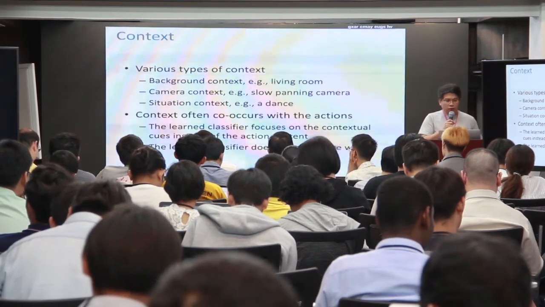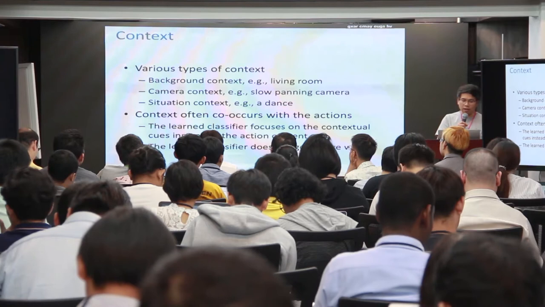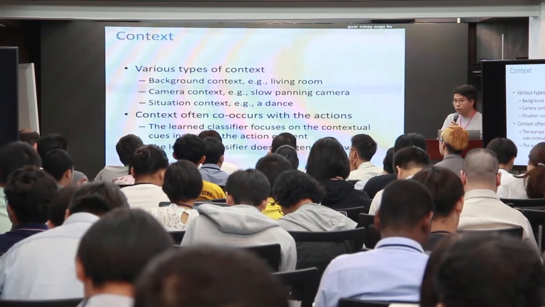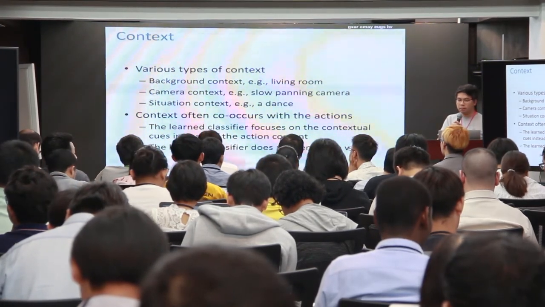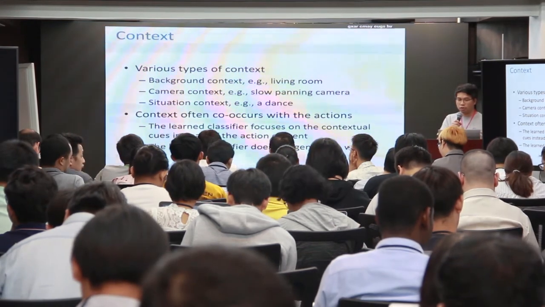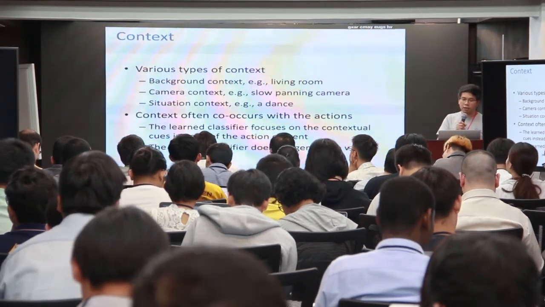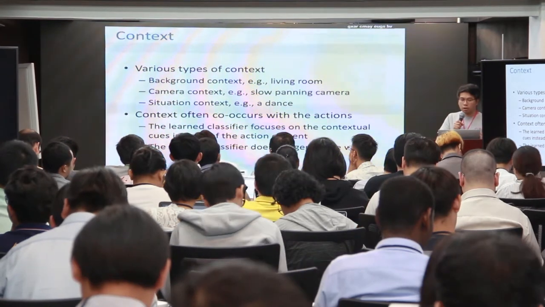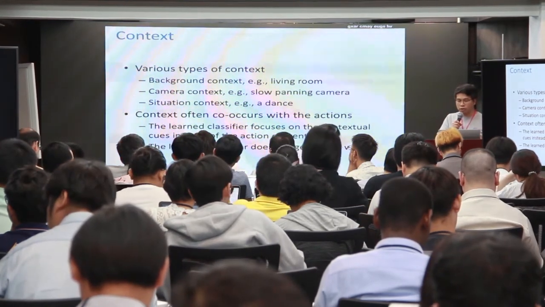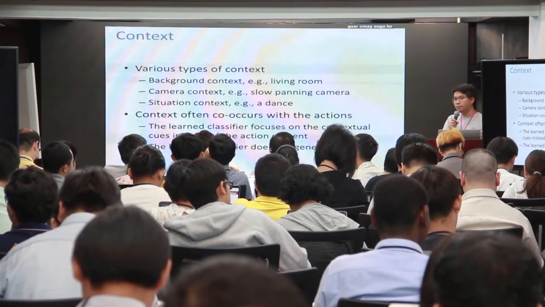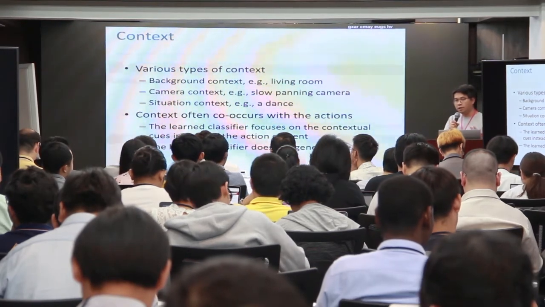Now, context often co-occurs with the action, and context is useful for recognition. But at the same time, if the learned classifier focuses on the contextual cues instead of the action content, then it will not generalize to the situation where the context is different. For example, if the classifier learns to recognize brushing teeth, and all the brushing teeth actually occur in the bathroom, then it won't be able to recognize it outside the bathroom.